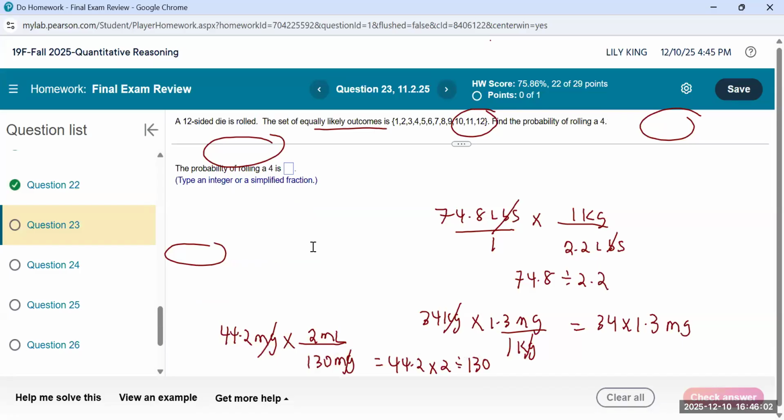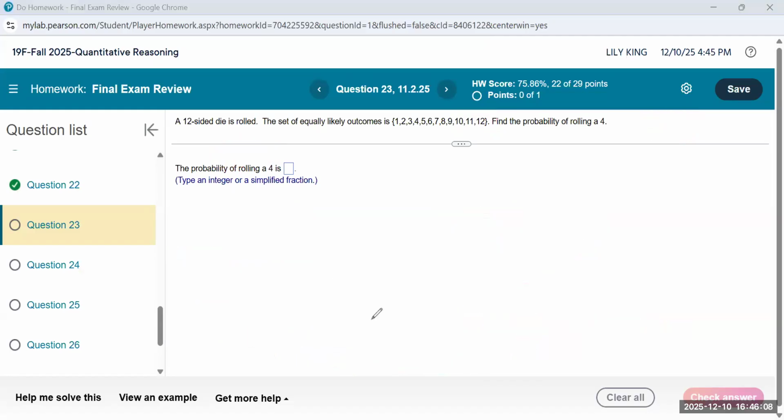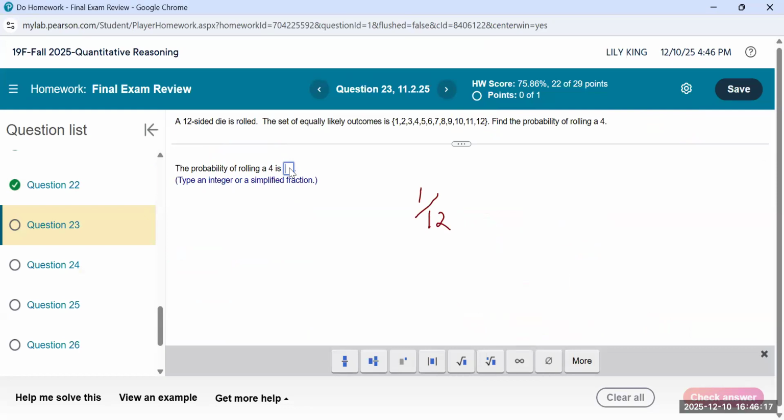Question 23. This is the probability of rolling a 4. So rolling a 4 is just 1 out of 12. All right, we only have one possibility. The probability of rolling a 4 is just one time out of the 12 total possible outcomes.